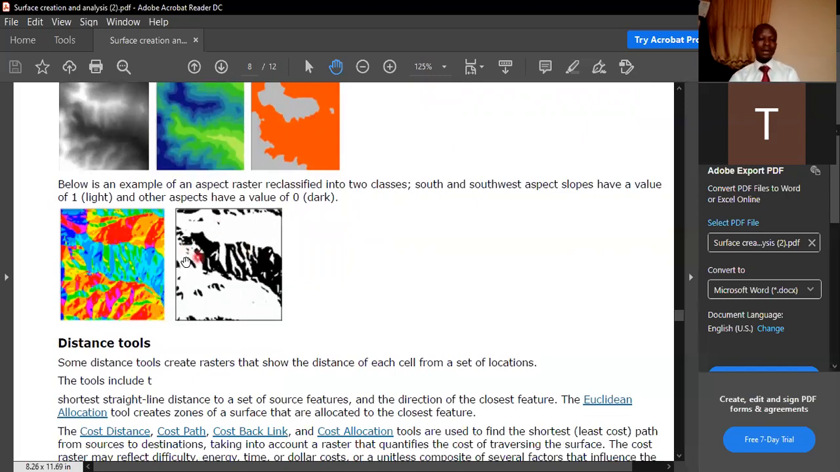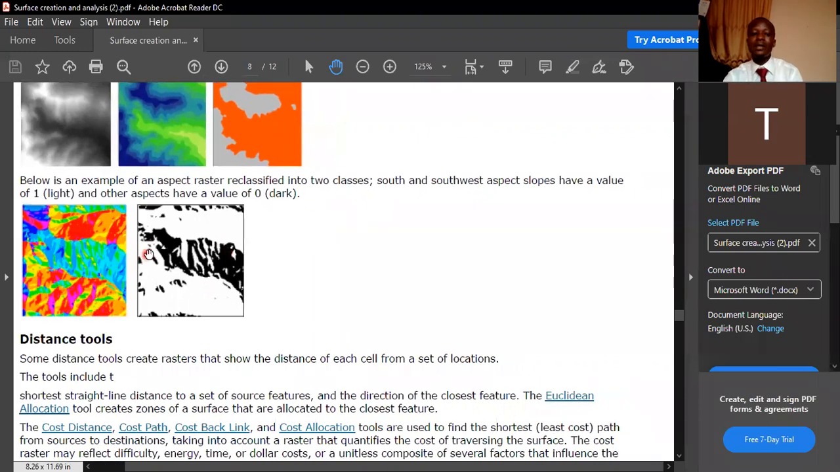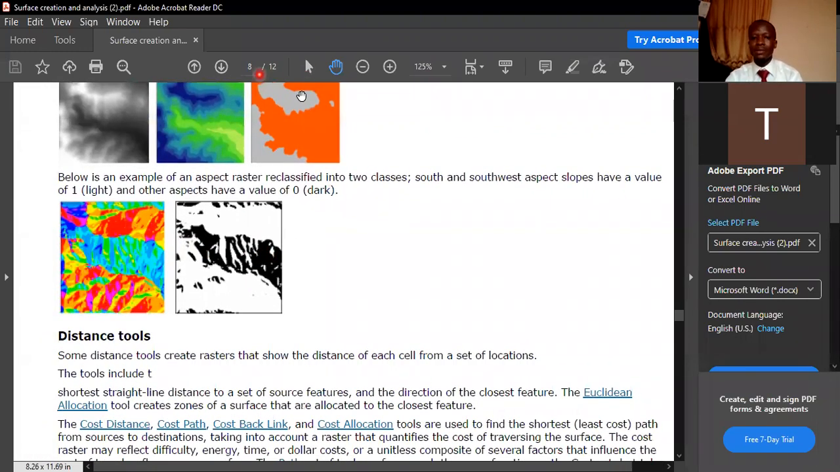Okay, great. So down here, you can see we are reclassifying a slope surface, an aspect raster. Here the 2 classes are south and southwest. We want to just find out areas which are facing south and southwest, because we want to do something about it. So you see the result that we get. We are now grouping values.